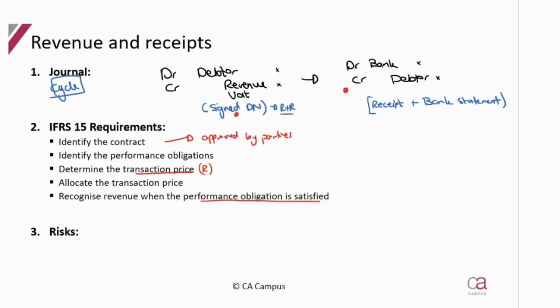Okay, when we're looking at that transaction price, if there's any variables, they have to estimate those variables. And that's going to be important, because that's going to help determine this rand amount here, which is what they're going to record revenue for.